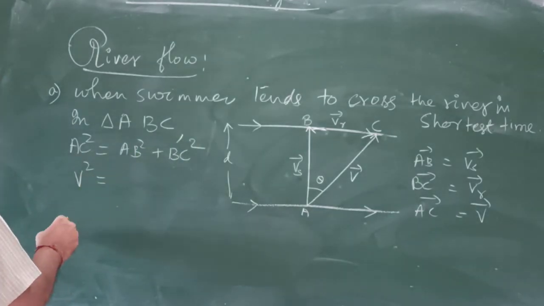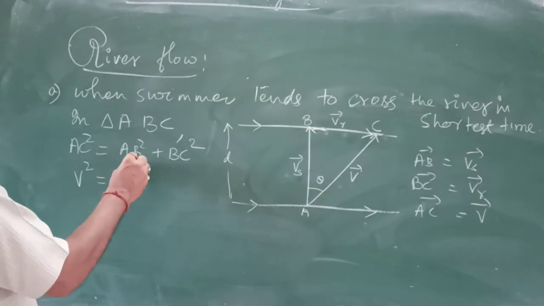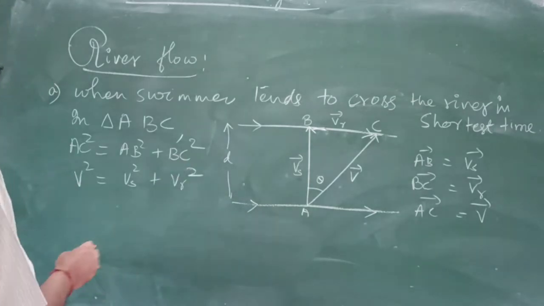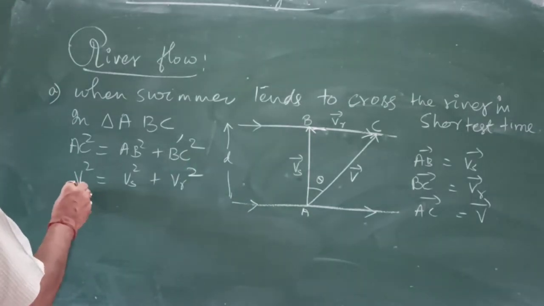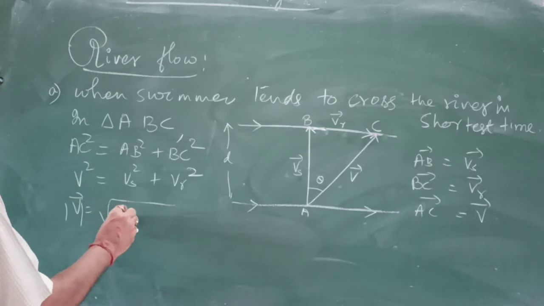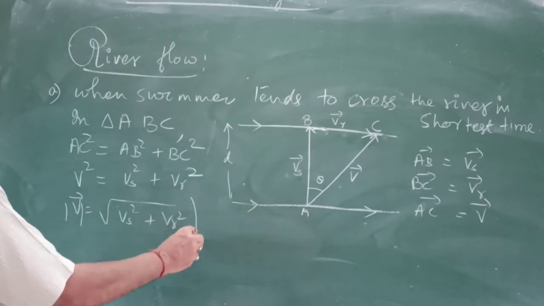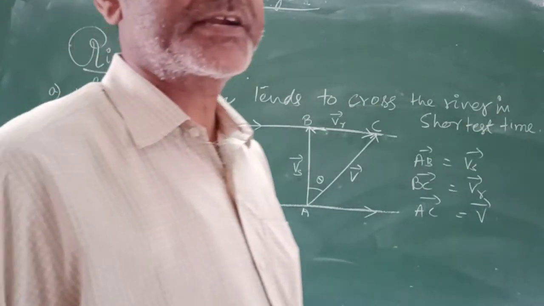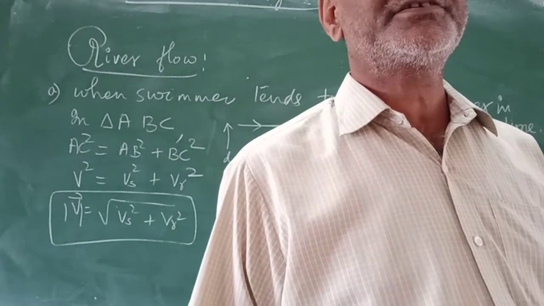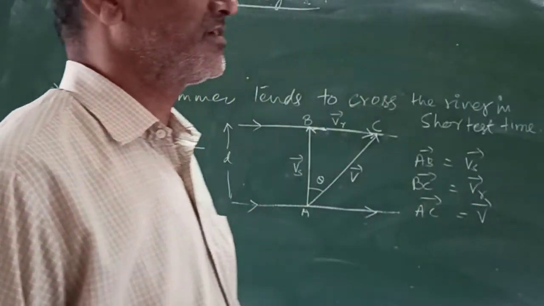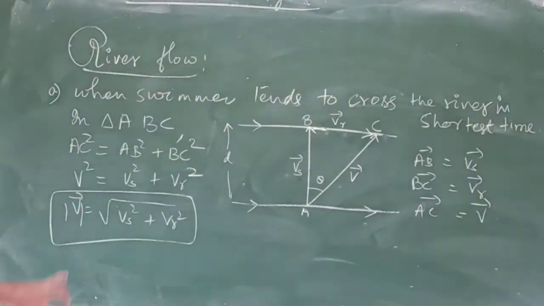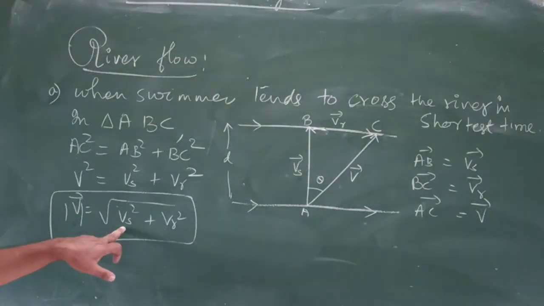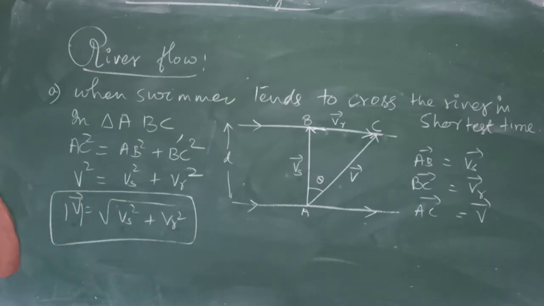Therefore, V square is equal to Vs square plus Vr square. Therefore, modulus of V is equal to root under Vs square plus Vr square. It is a special case of the parallelogram law of vector addition. When the two vectors are mutually perpendicular to each other, magnitude of resultant vector V is equal to root under Vs square plus Vr square.